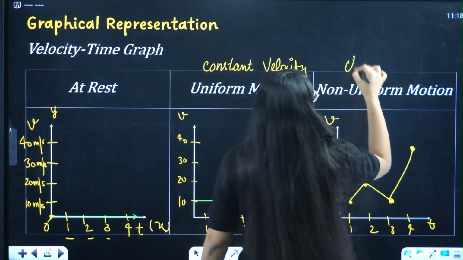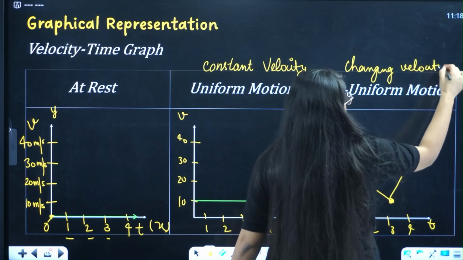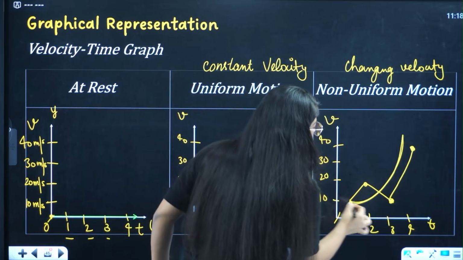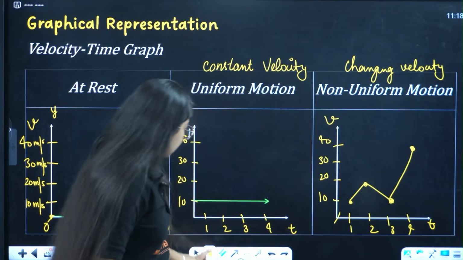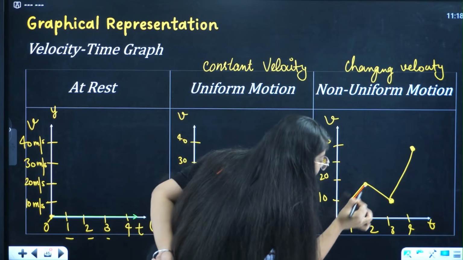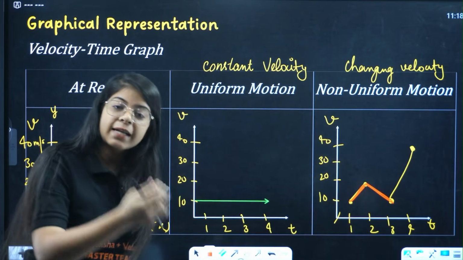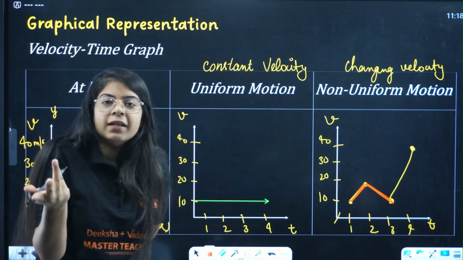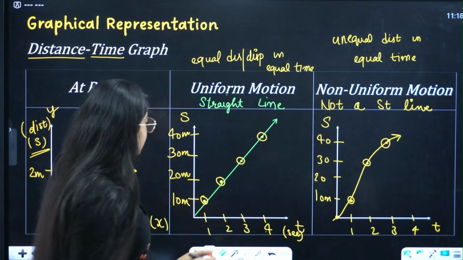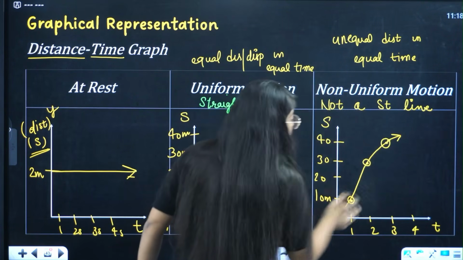Here, changing velocity. Understood? It can be curved like this. One more thing I want to tell you: in both the cases, the velocity is increasing as well as decreasing. So make sure the velocity can decrease, but distance cannot decrease. In a distance-time graph, distance can only increase or stay at the same point. It won't be negative.